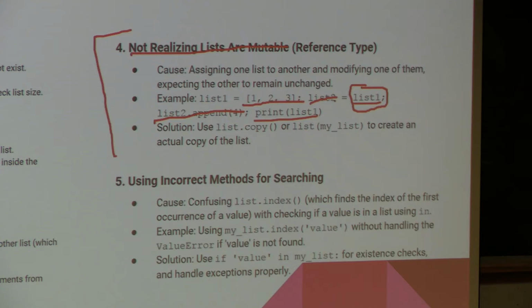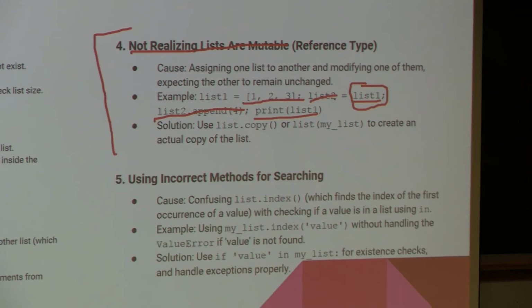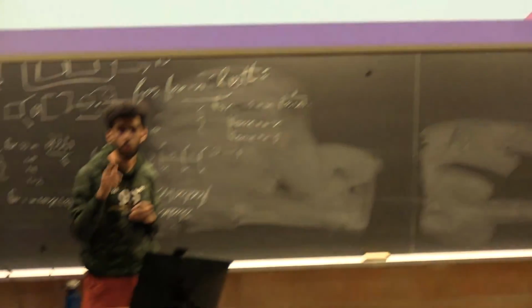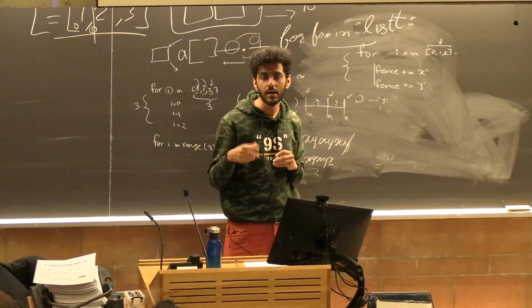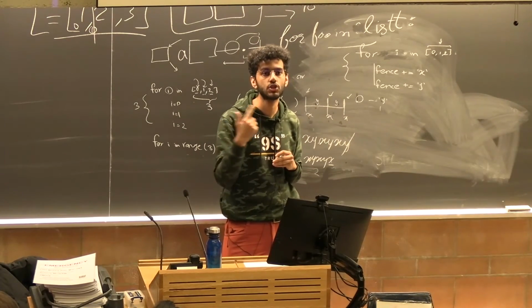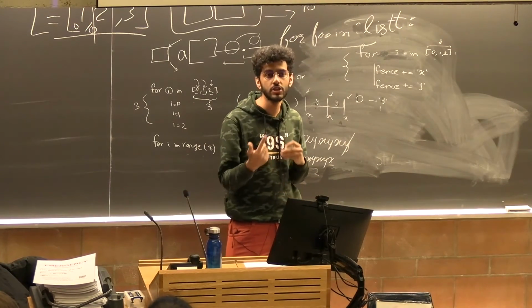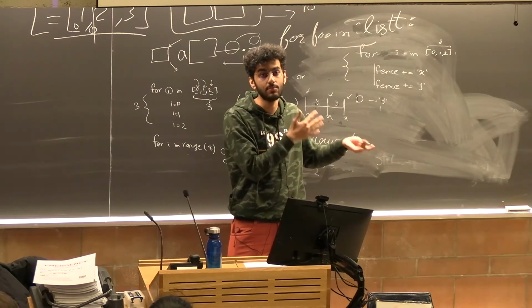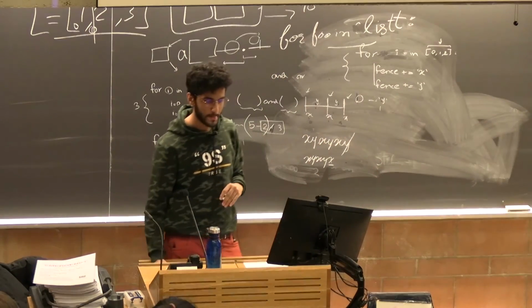Okay, let me just double check I've got it right. So you're saying list 1 is equal to 1, 2, 3, list 2 is equal to list 1, and then you're changing list 1, you do list 1 dot append, and you're asking will list 2 be changed? Yes, because list 2 is basically list 1. It's the same object.